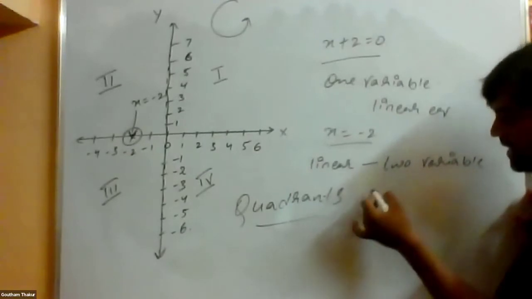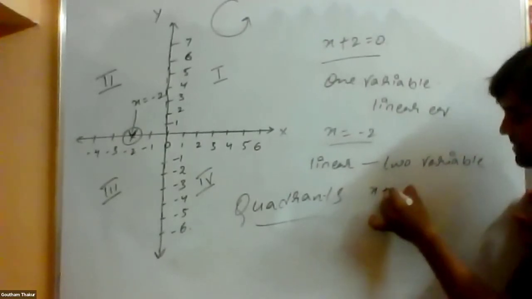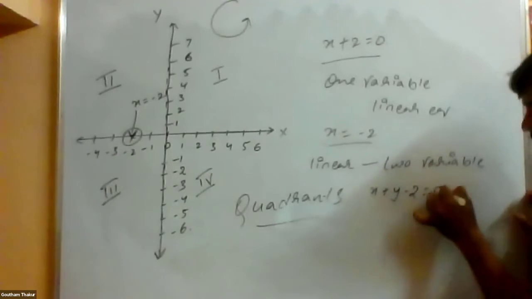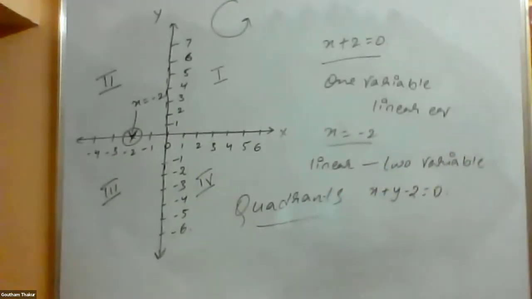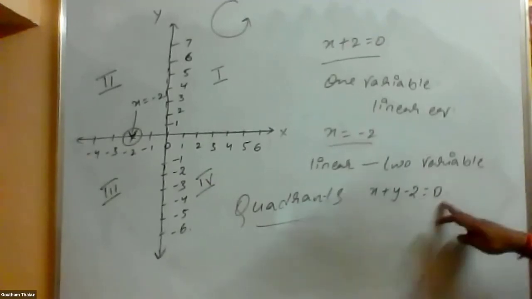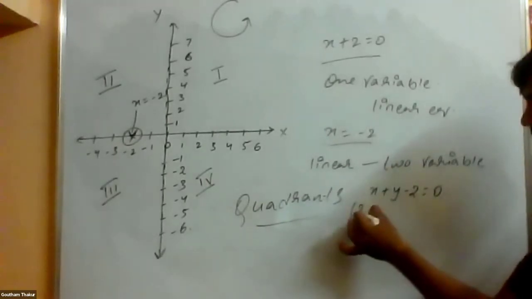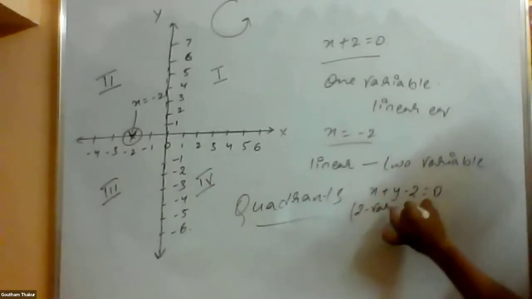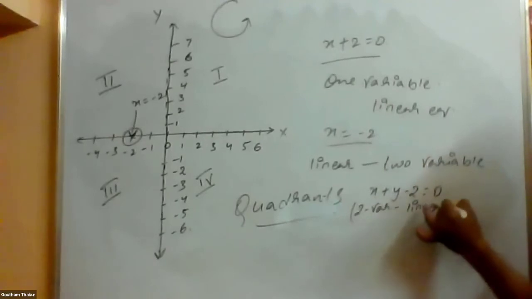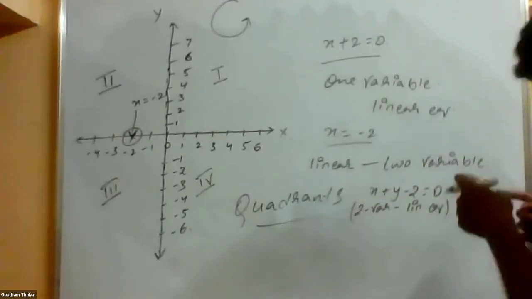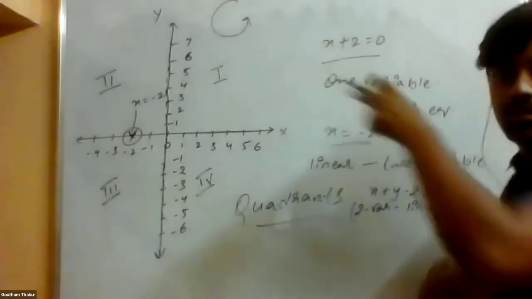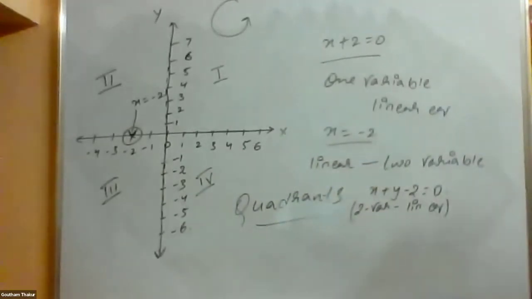For example, I have an equation like x plus y minus 2 equal to 0. It's a two variable linear equation. Now I want to represent this two variable linear equation on the graph. How do I represent it? Let's quickly see.